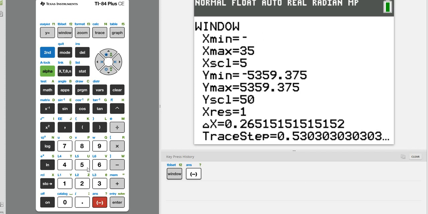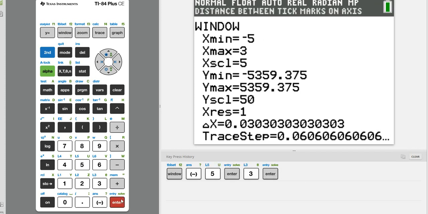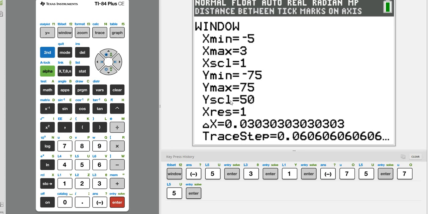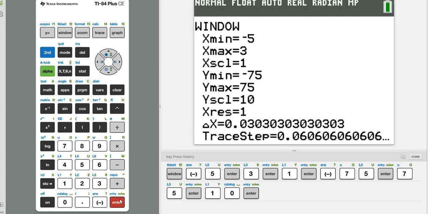So we went from -5 to 3 on the x-axis. And I'll do 1 for x scale. And for y min, it was -75 to 75. Now I probably don't want to leave y scale as 50 because I'll just see one tick mark above and below the y-axis. So choose something like 10, 15, 25, something that is pretty reasonable. And you should get a graph that looks like this.